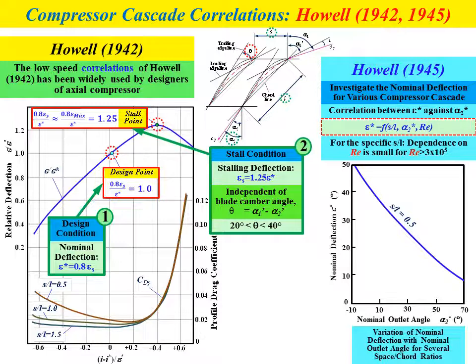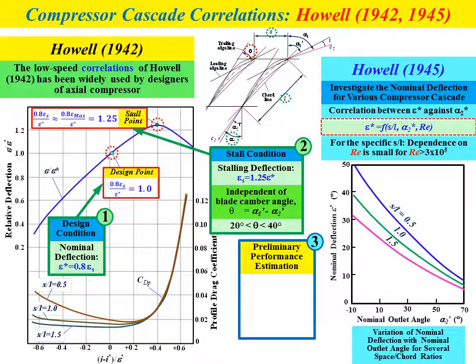Okay, so in the graph we can see that Howell provides three types of curve based on S over L value. So we have the curve for S over L equal to 0.5, S over L 1.0, and also S over L 1.5. So from this graph, if we have a specific value of S over L and the value of nominal outlet angle, we can determine the specific value of nominal deflection angle in order to determine the efficiency or the performance of the compressor cascade blade.